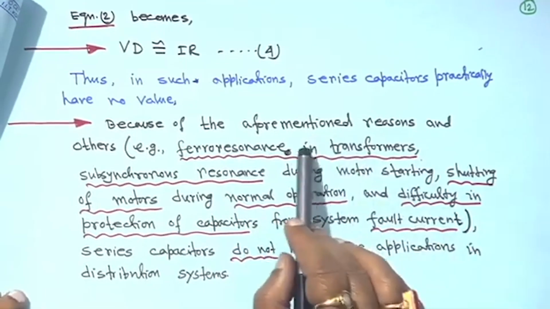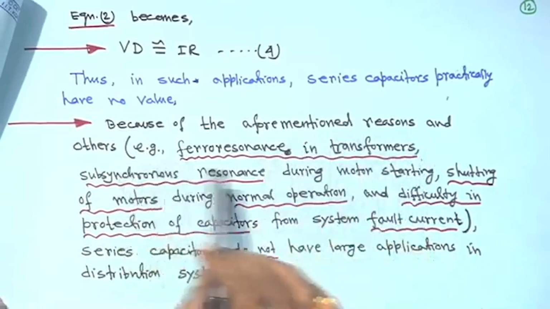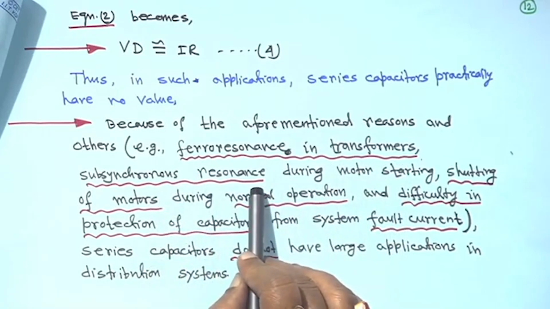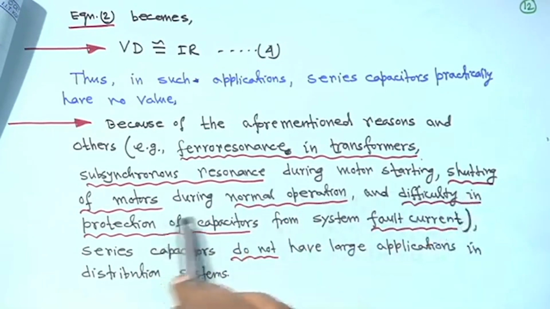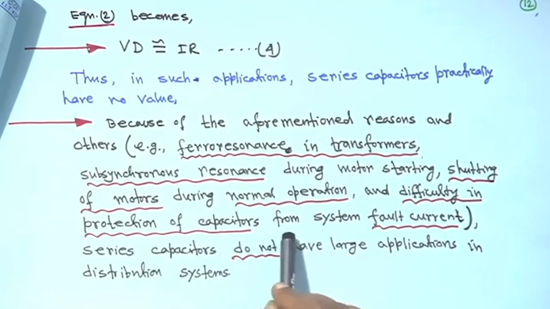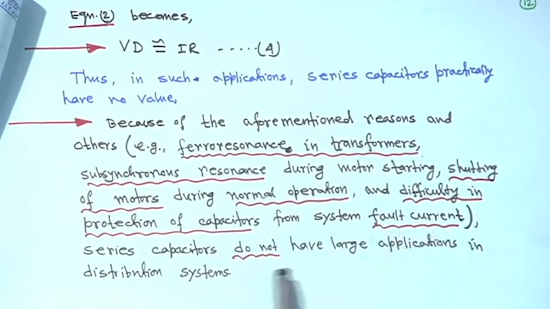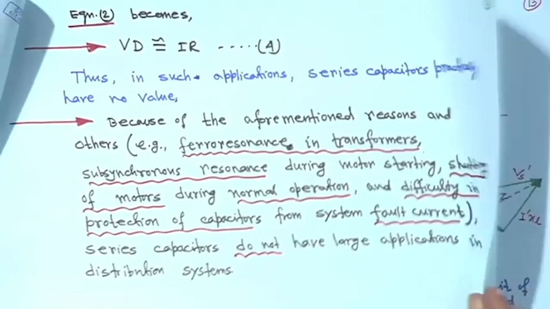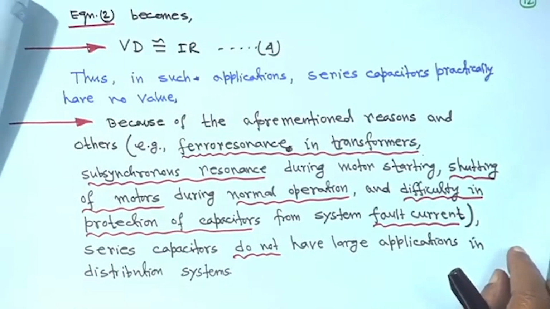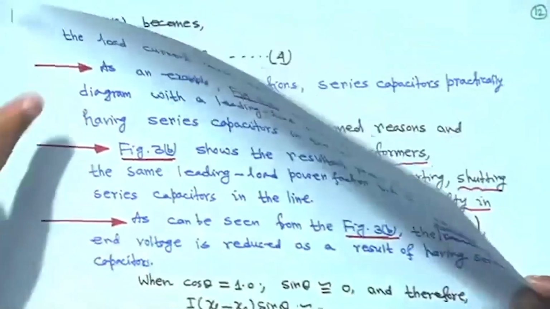Because of the aforementioned reasons and others, for example, ferroresonance in transformers, subsynchronous resonance being more pronounced during motor starting of motors and during normal operation, and difficulty in protection of series capacitors from system fault current, series capacitors do not have large application in distribution systems. So, there is not much application for the series capacitor in the distribution system. These are the certain things about the series capacitor, and after that we will go for the shunt capacitor.